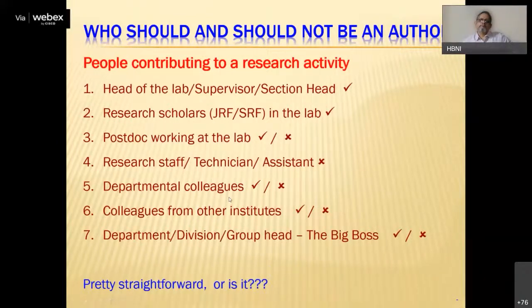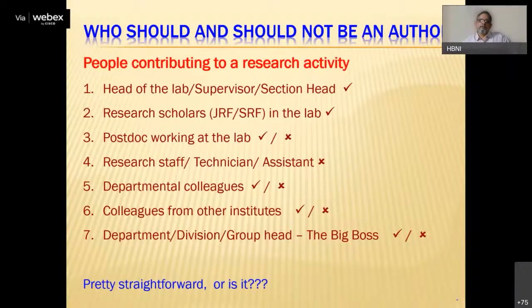Then departmental colleagues may be collaborating with your supervisor or the principal investigator in that lab. In that case, they may qualify as authors, but otherwise they do not. Likewise, colleagues from other institutes, if they are collaborating, will be considered as authors, but otherwise they are not. The last part, the big boss part, sometimes yes, sometimes no, depending on the culture, depending on the country and the environment. So all these things are pretty well laid out. It looks pretty straightforward who should be an author and who should not.